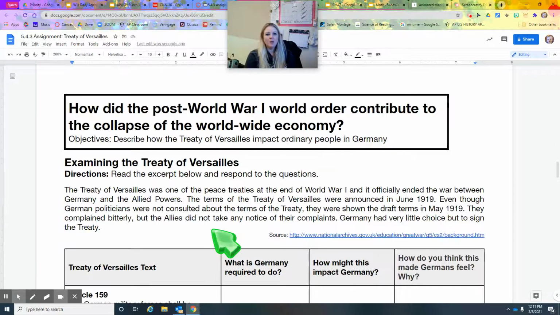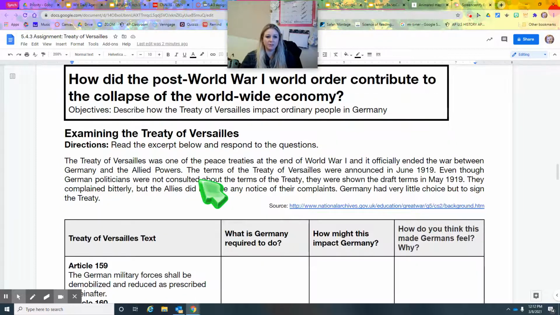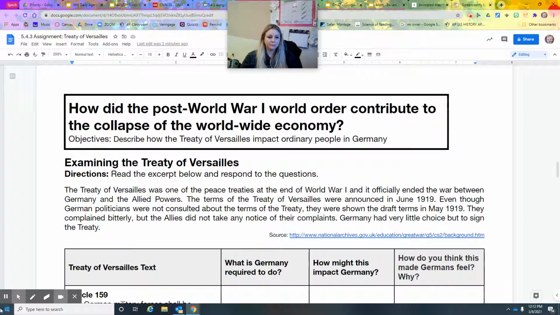Okay, now we are at how did the post-World War I world order contribute to the collapse of the worldwide economy? Let's say that one more time. How did the post-World War I world order contribute to the collapse of the worldwide economy? Okay, so your objective is to describe how the Treaty of Versailles impacted ordinary people in Germany. All right, here we go. Here, we're going to examine the Treaty of Versailles. Our directions, we're going to read the excerpt below, and we're going to respond to the questions found below.